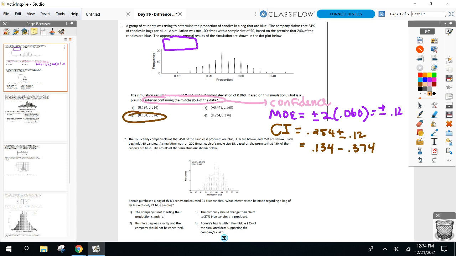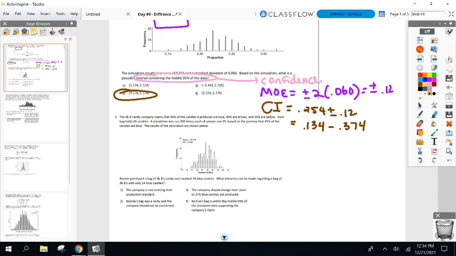And again, what's this telling us? This is our percent as a decimal. Whatever these candies are, on average, we're pretty confident that we're going to find between 13% and 37% of them are blue. That's what it's telling us. We're pretty confident that if I open up one of these bags, 13 to 37% of them are going to be blue. Questions, comments? All right, let's roll.